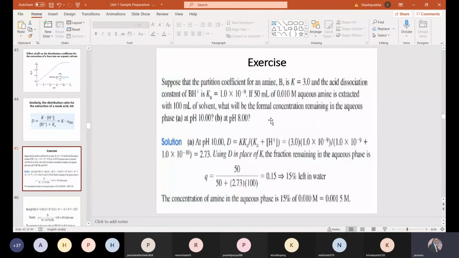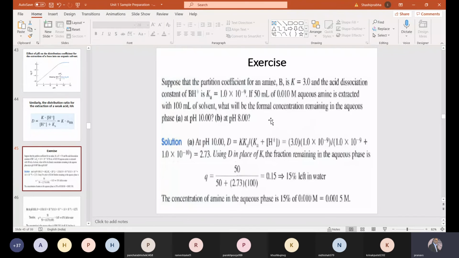This much information is given. Now what is being asked? If 50 ml of 0.01 molar aqueous amine is extracted with 100 ml of solvent, so you can very well find out that V1 volume is 50 ml and the V2 volume is 100 ml.